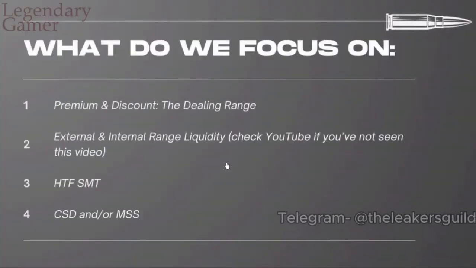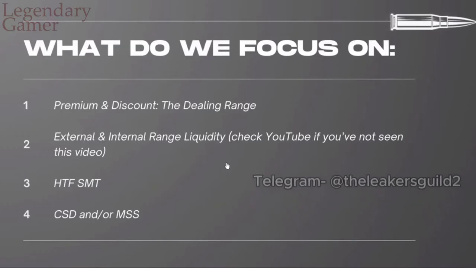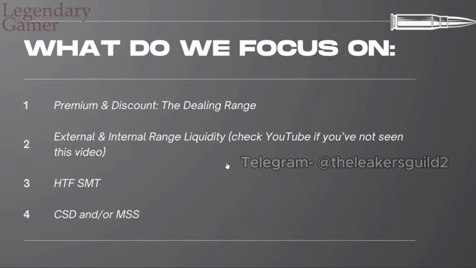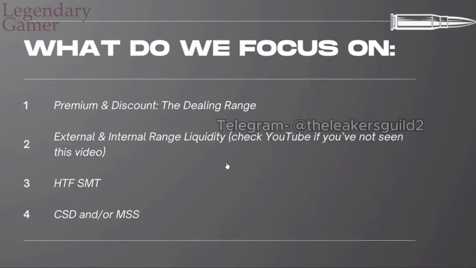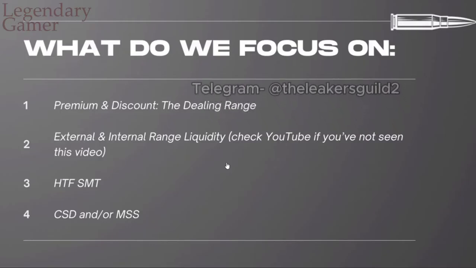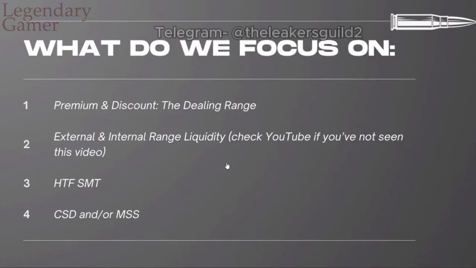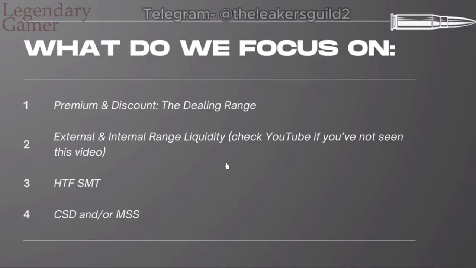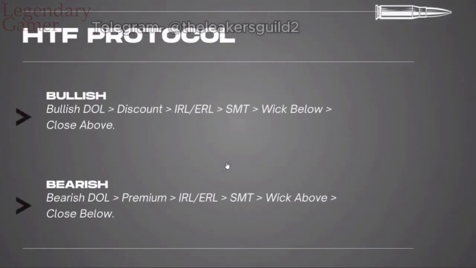Now what are we going to be focusing on? We're going to focus on 4 topics here. We're going to be talking about premium and discount, which is the dealing range you're working with. Then we're going to be talking about external and internal range liquidity. And you can check YouTube if you have not seen the video. It's on the MMXM Traders YouTube. Then thirdly, we'll be talking about higher time frame SMT. And fourth, we're going to be talking about the change in the state of delivery and or a market structure shift. So this is our higher time frame protocol, right?